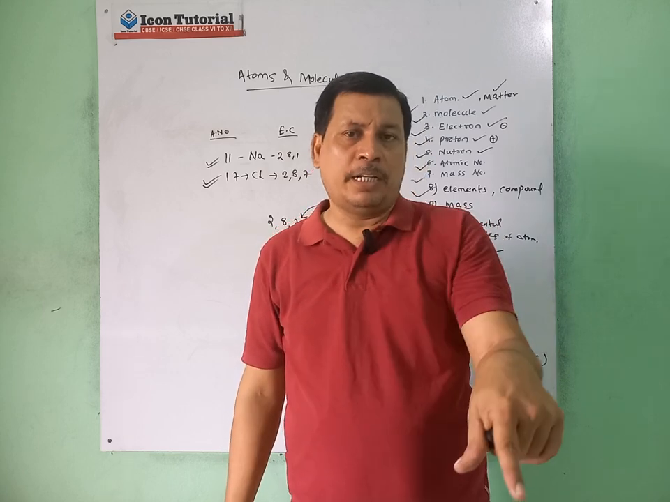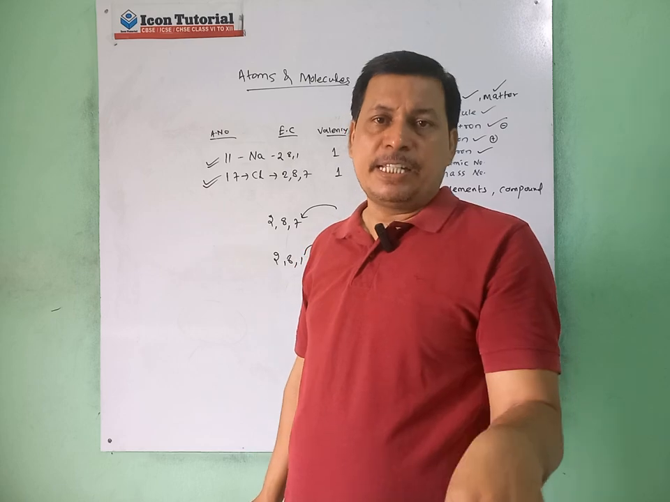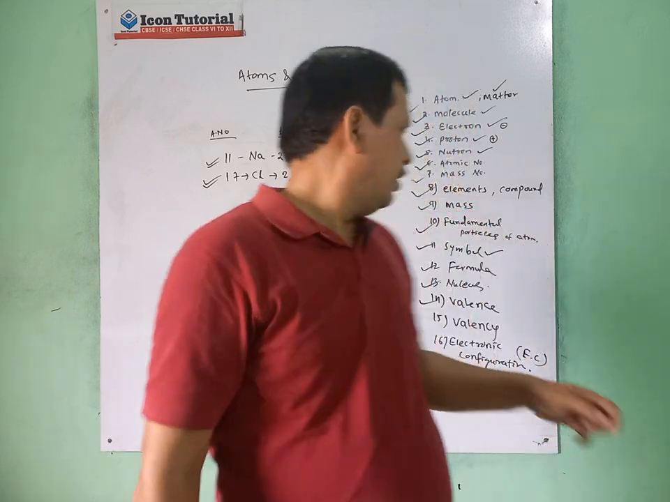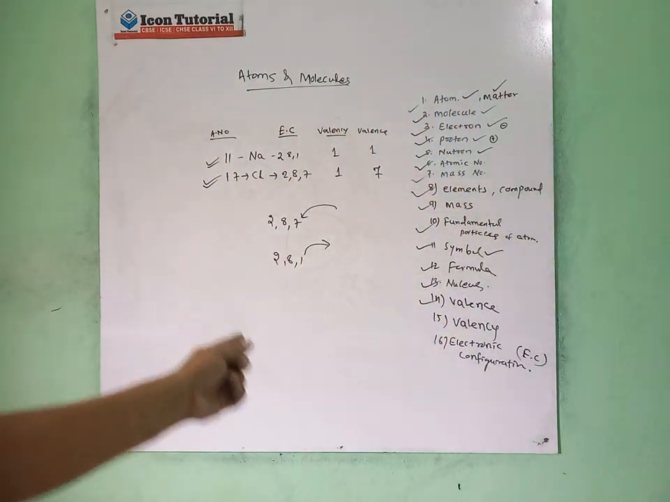Write down the number of electrons donated, gained or lost by an element, that is known as valency.